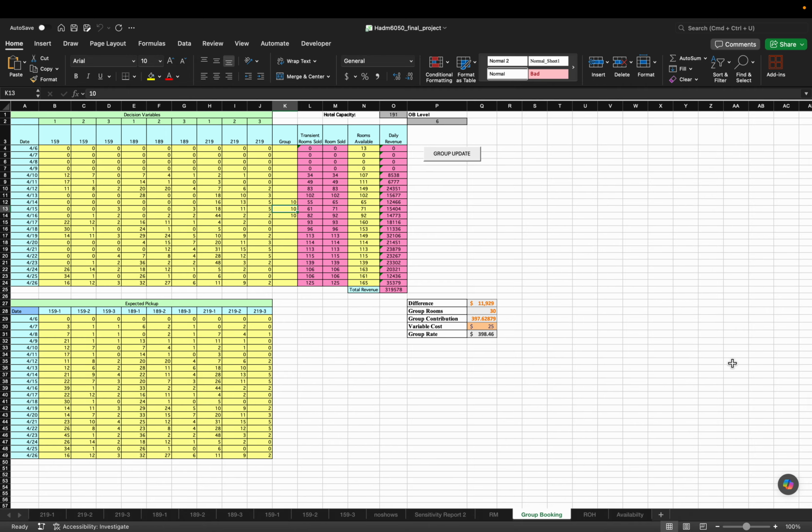Group booking sheet. This sheet compares taking a group versus keeping rooms for transient. For a 30 rooms group, the model calculates the minimum acceptable rate around $398 here and the incremental contribution, so sales knows when a group actually improves total revenue.